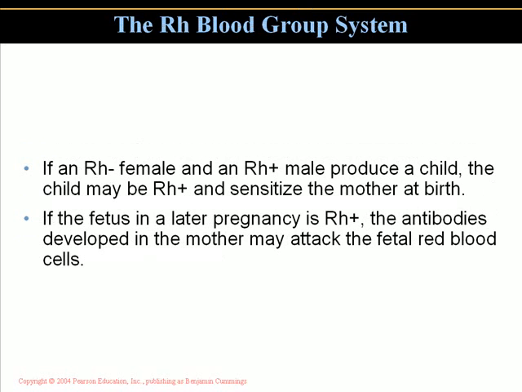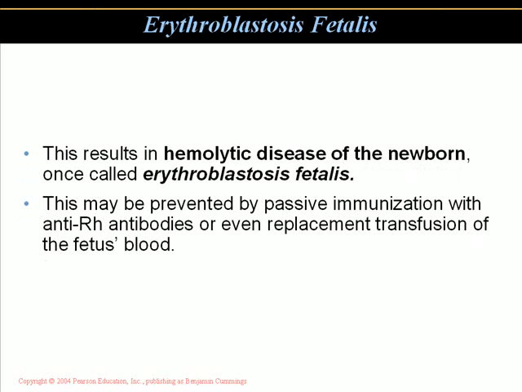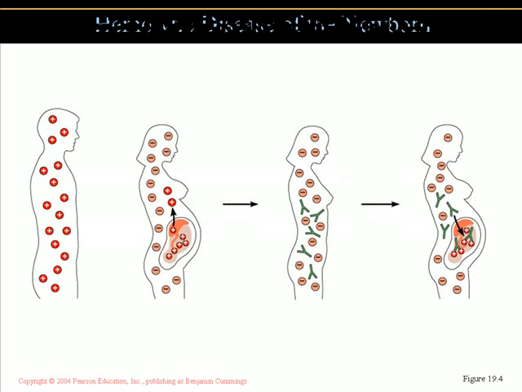If an Rh negative person receives a transfusion of Rh positive blood, then there will be a reaction. If an Rh negative female and an Rh positive male produce a child that is Rh positive, the mother synthesizes anti-Rh antibodies at birth. If the fetus in a later pregnancy is Rh positive, the antibodies developed in the mother may attack the fetal red blood cells. This results in a hemolytic disease of the newborn called erythroblastosis fetalis. This can be prevented by passive immunization with anti-Rh antibody or even replacement transfusion of the fetus's blood.